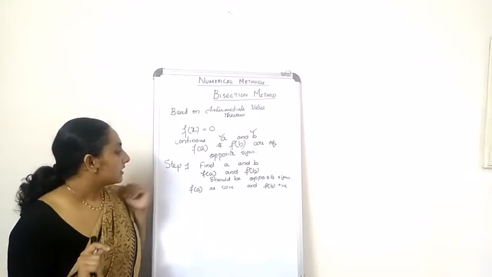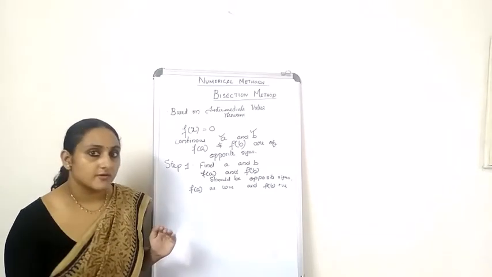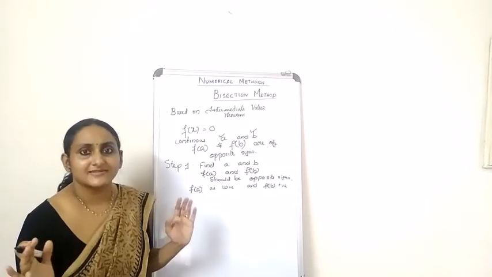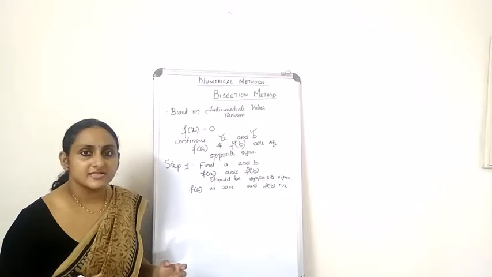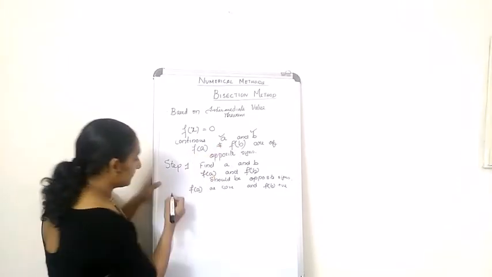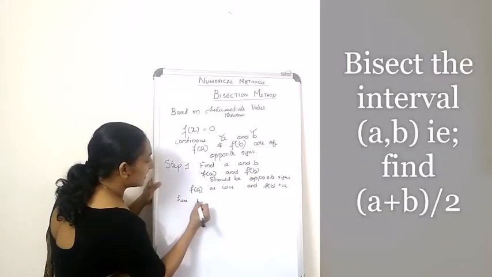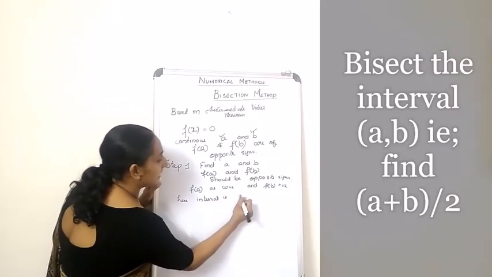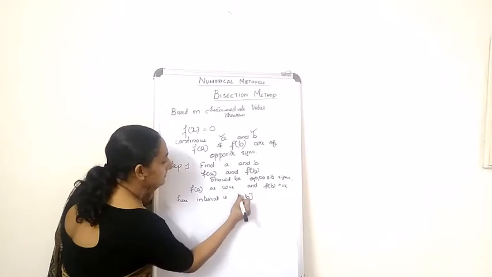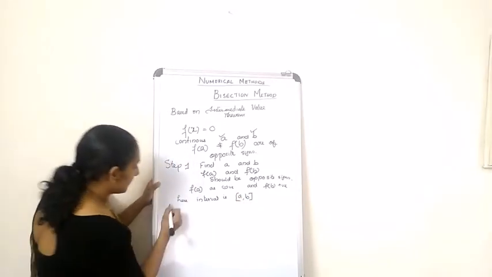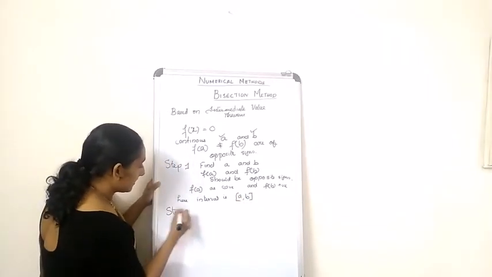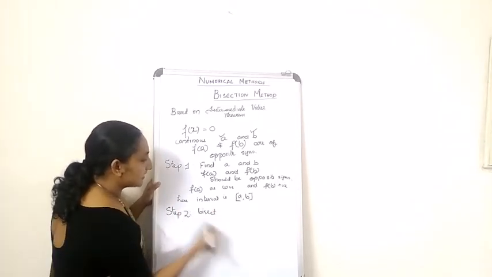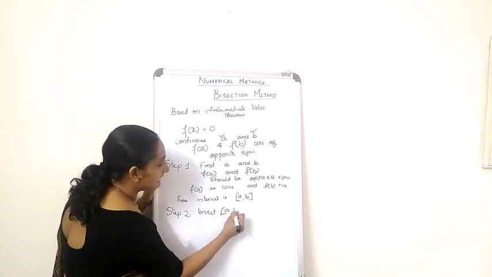Okay. Now, after this step, what you have to do is just bisect the interval. When I say bisect the interval, what is the interval here? The interval is A comma B. Now step 2 is you bisect the interval A comma B.